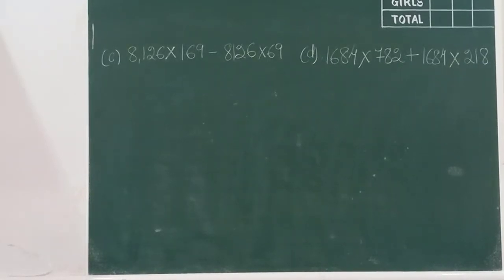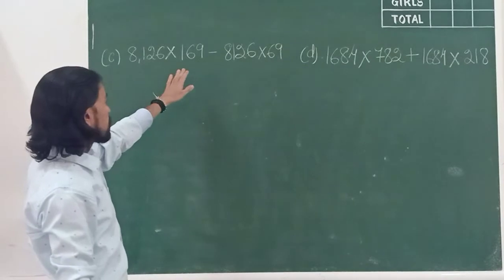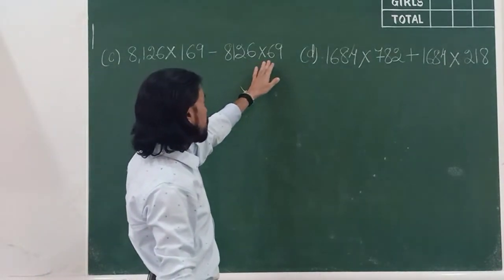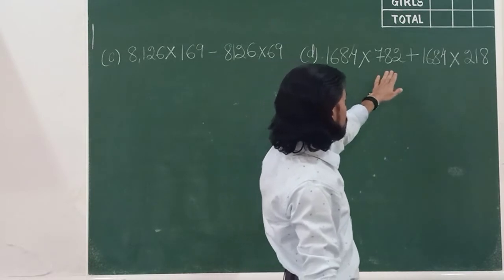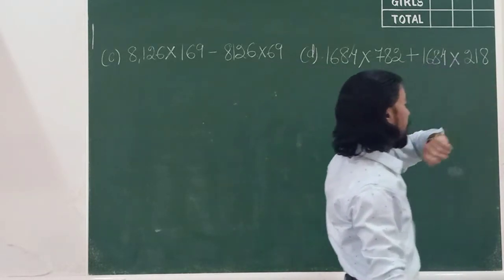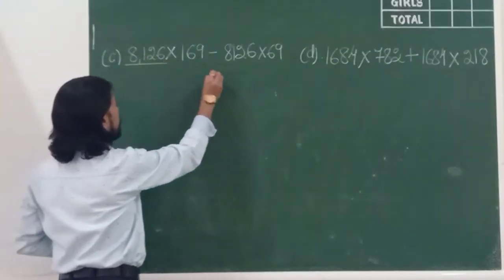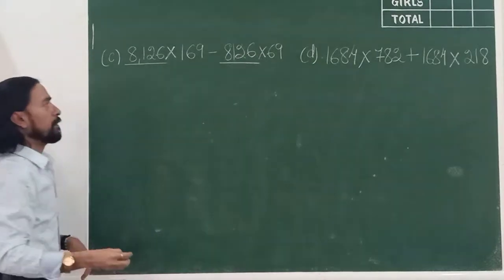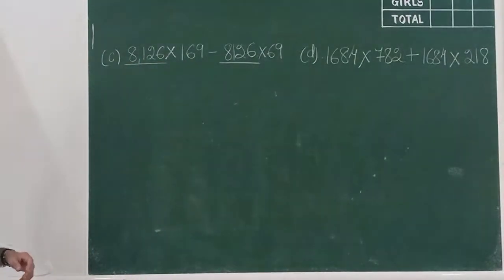We now move on to part C and D of sum number 5, and the sums are out here. 8126 into 169 minus 8126 into 69, and 1684 into 782 plus 1684 into 218. Again, the concept says first let's underline the common number that I have. Here the common number is 8126.